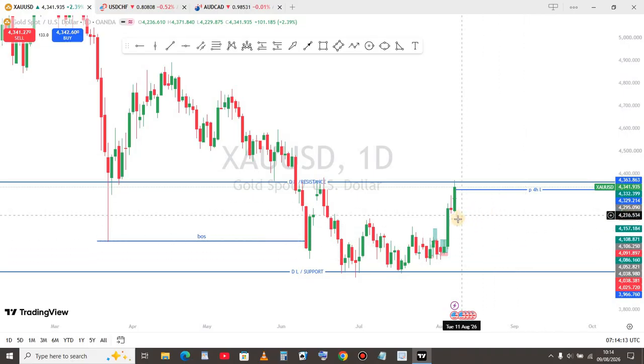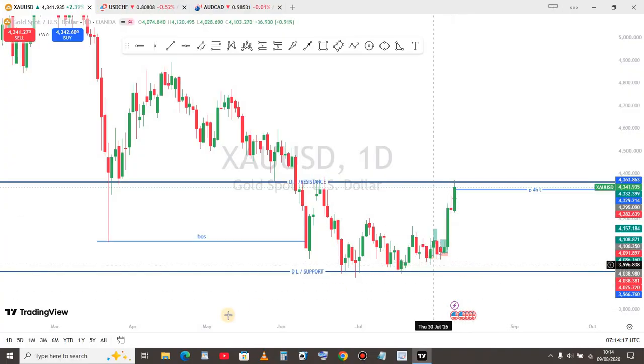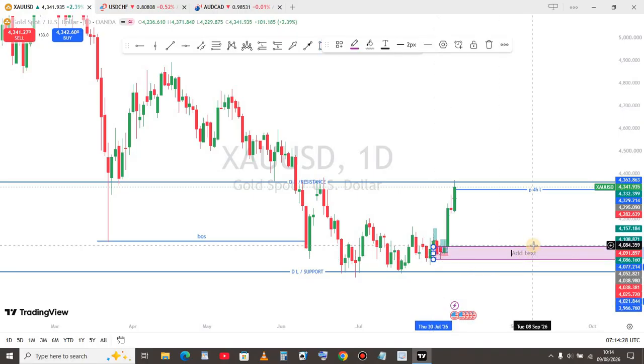We have a bullish candlestick, and under that bullish candlestick, we have an order block. So this becomes our order block because this is the last bearish candlestick to appear before the move. An order block is where a bearish candlestick is the last candlestick to appear before the bullish move, or the last green candlestick to appear before the bearish move.